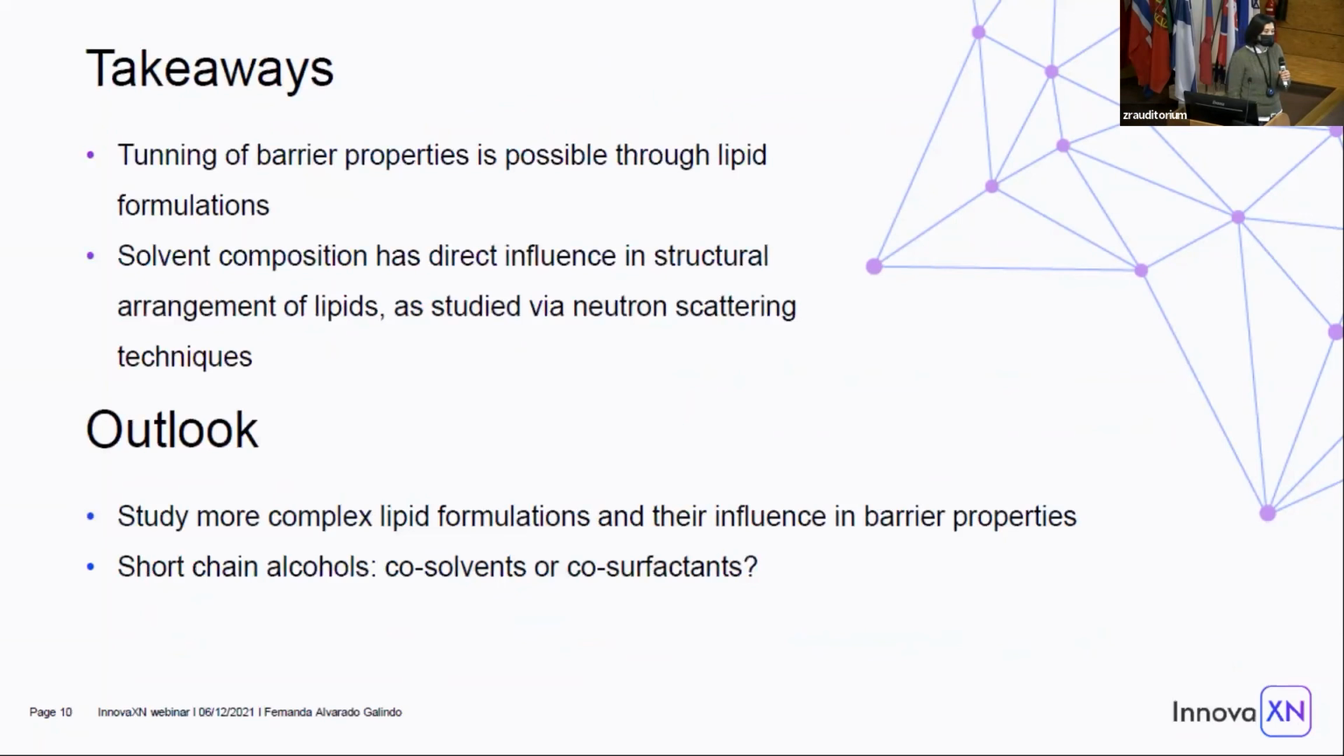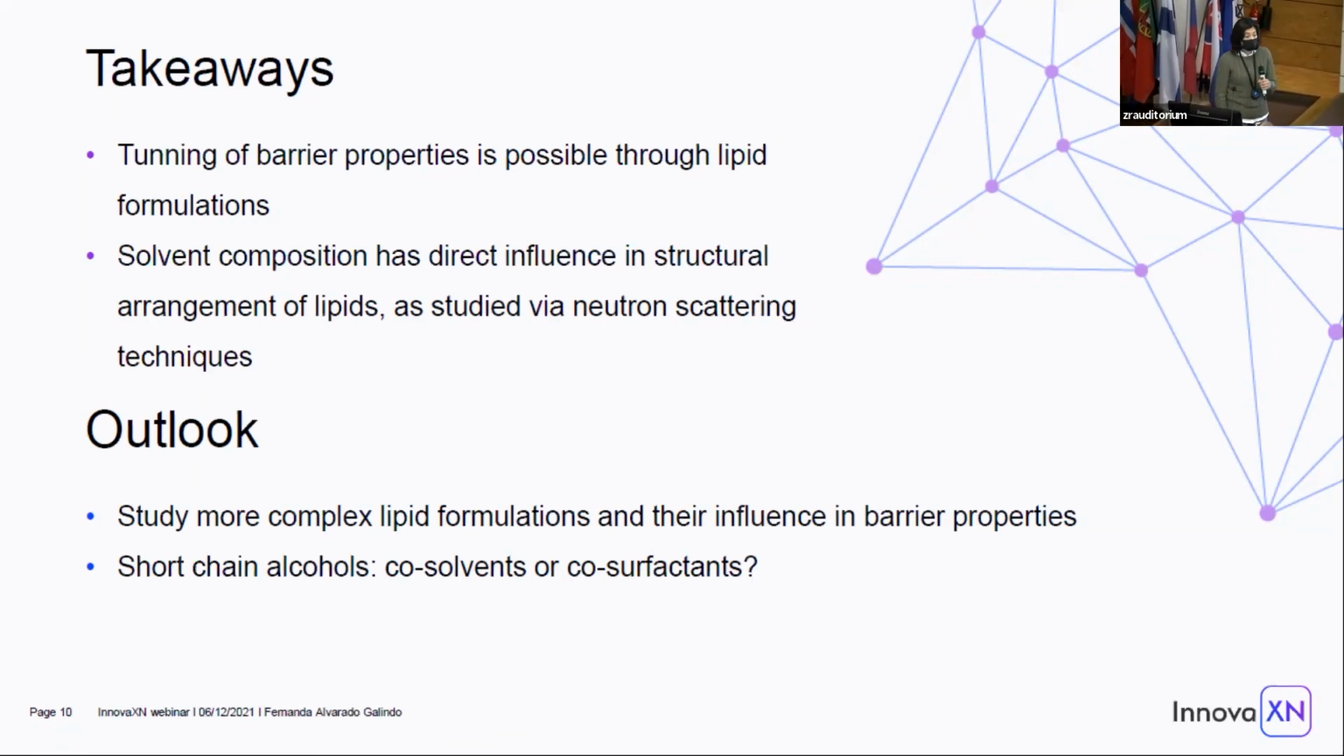What I want you to take away today is that it's possible to tune the barrier properties of our liposomes through different dispersions, and that the solvent composition has a direct influence on the structural arrangement of lipids, as studied with neutron scattering techniques for now, and hopefully next year also with X-rays.